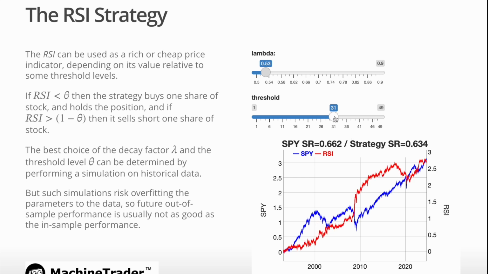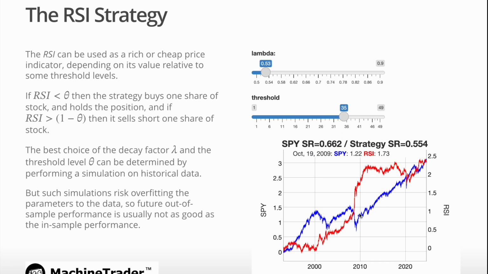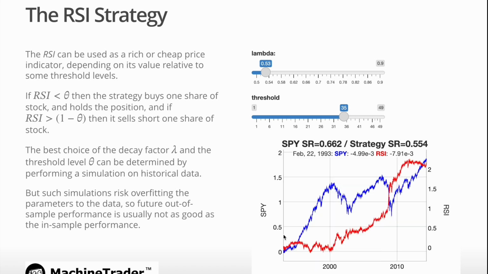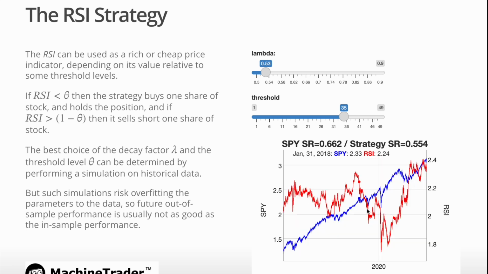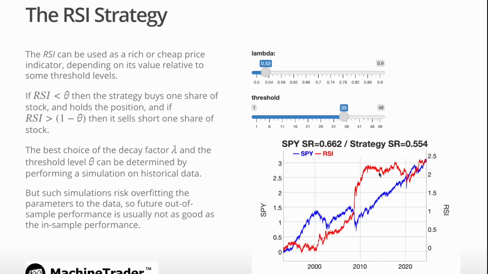I can also adjust the threshold value. As I increase the threshold value, I can see that it works very well up until about 2012. The strategy worked remarkably well for very small lambda and for a threshold of 35, but not afterwards. It hardly performed at all.